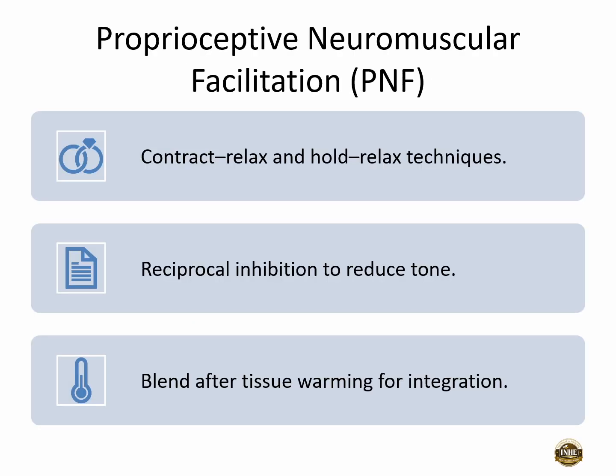Proprioceptive neuromuscular facilitation, PNF. Techniques such as contract-relax and hold-relax methods can reduce muscular tone and improve flexibility. These techniques use neurological principles like reciprocal inhibition to encourage relaxation. PNF is generally most effective after tissues have been warmed and prepared.